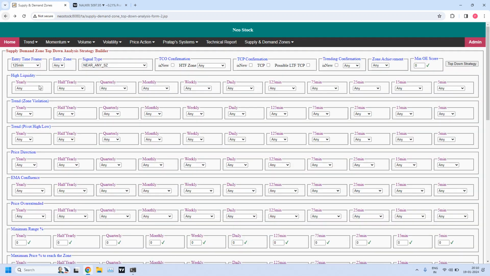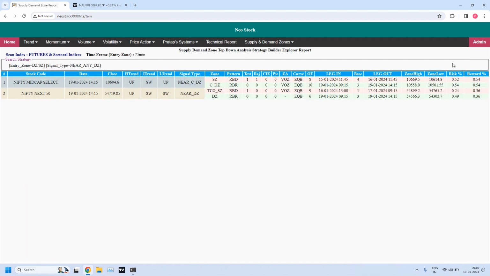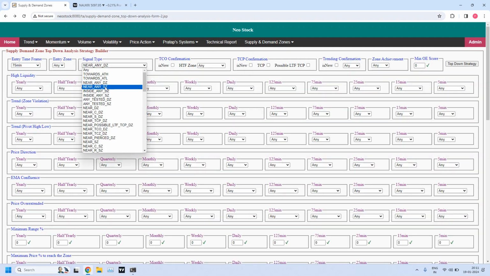Okay, let's go back. Let me change the time frame to 75 minutes. Entry time frame is 75 minutes. Let us find the stocks near 75 minutes demand zone. So 2 stocks are filtered. The first one is Nifty Midcap Select. So this is an indices. So for stocks we didn't have any high liquidity demand zones. So let me go back. For 75 minutes time frame, let us find the stocks near 75 minutes supply zone.